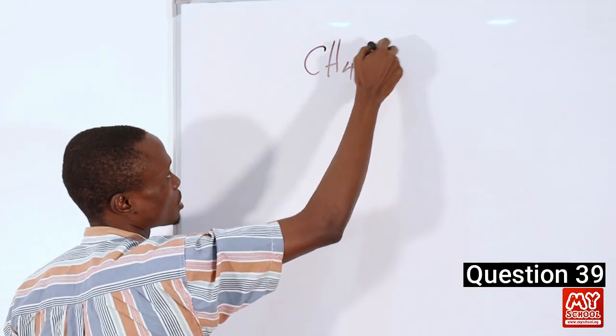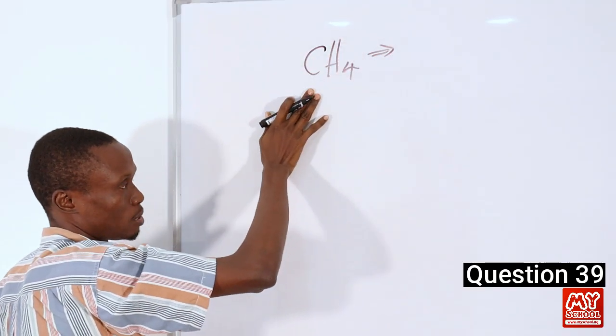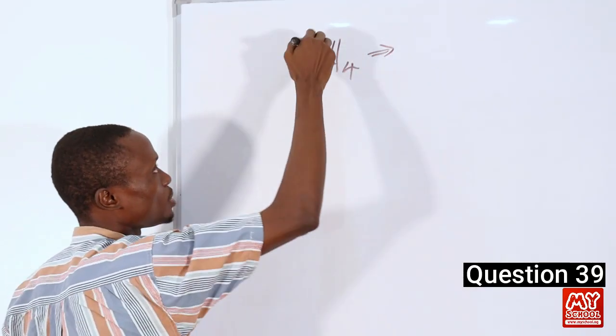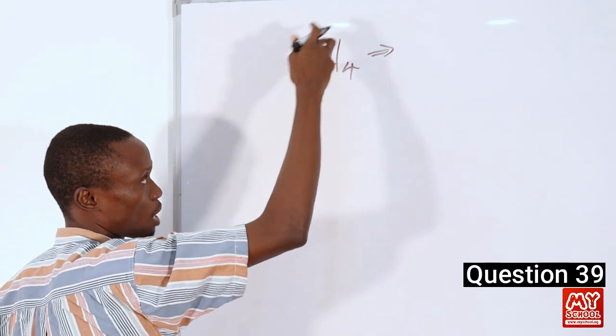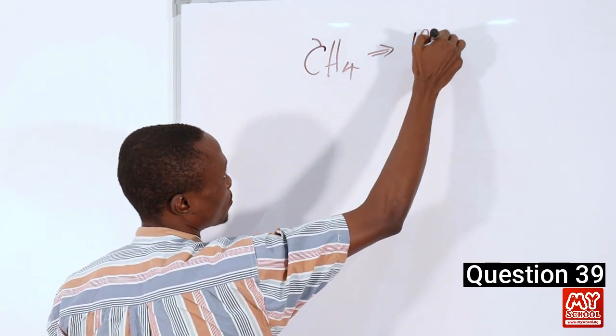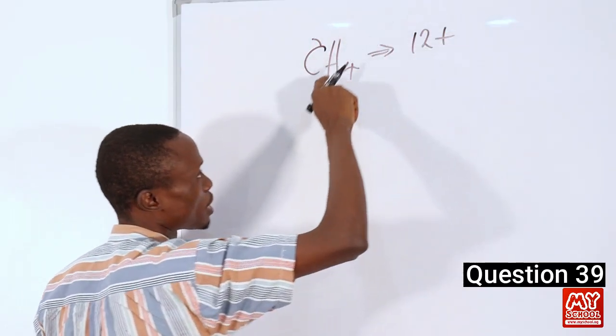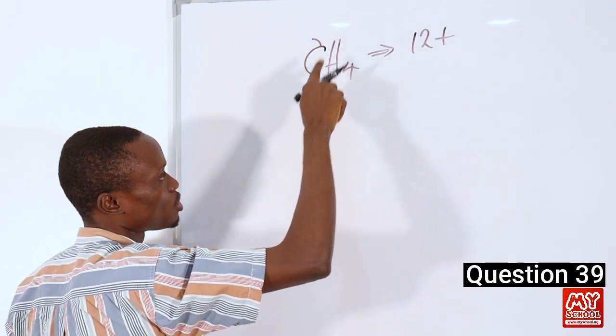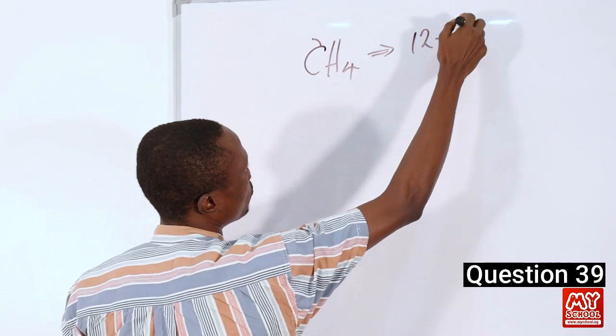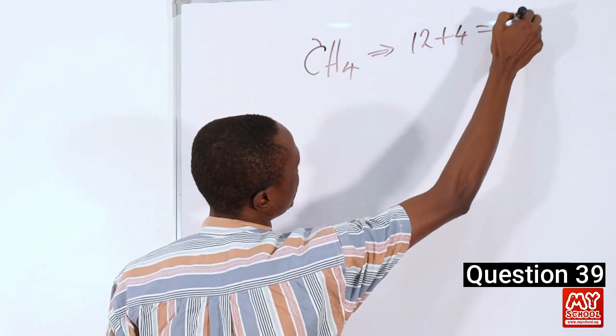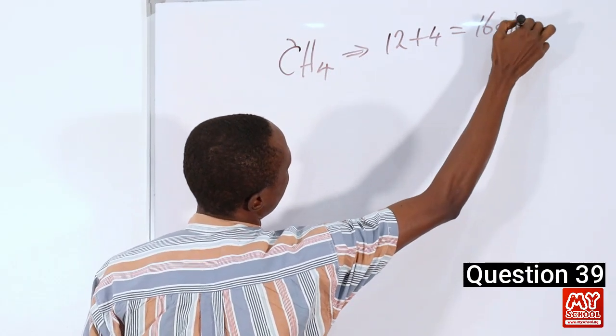First of all, we must calculate the molar mass of methane. From the question we are given the molar mass of carbon, which is 12. So the molar mass of methane will be 12 plus, of course, the atomic mass of hydrogen is 1, so 1 times 4 is 4. Add this together, this will give us 16 grams per mole.